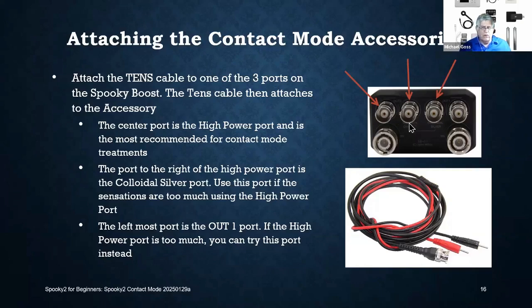The general view is if this is too much for you, you put it on the colloidal silver port, which reduces the amount of current that goes through you. There's also the out 1 port, which is about half the voltage of the high power port. So you have 3 choices you can use. From a documentation point of view, they only talk about high power and colloidal silver. But those are your options for your accessory. And that's what you always do with your Spooky. You're always using the boost, and you're generally trying to use the high power port or the colloidal silver.